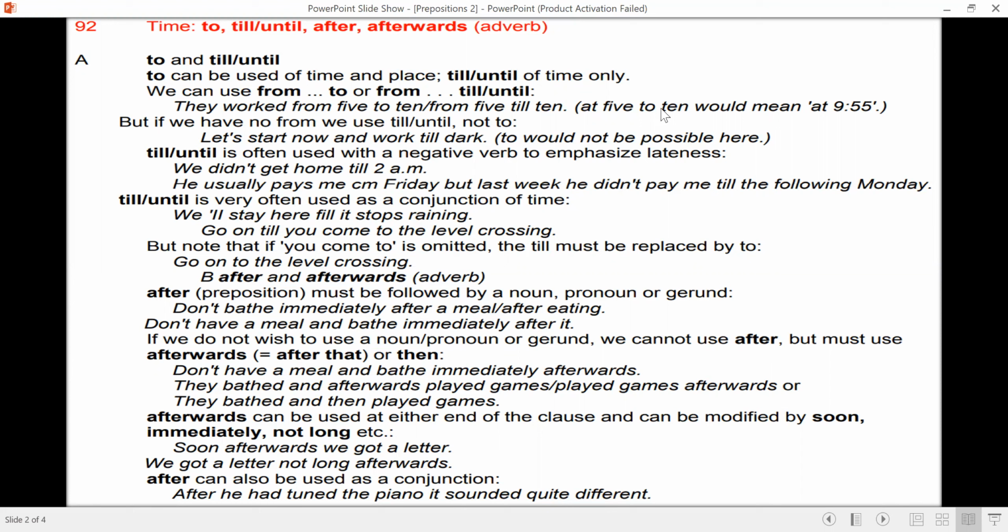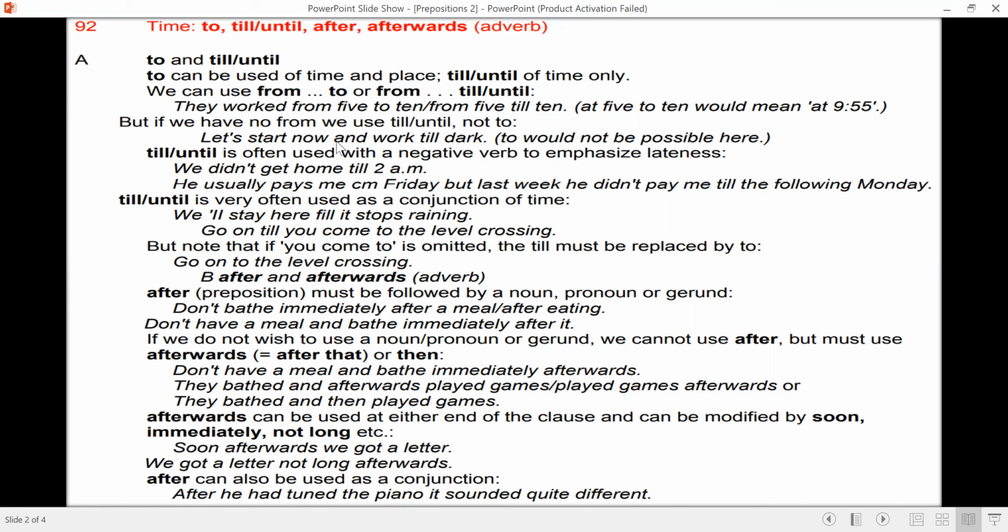At 5 to 10 would mean at 9:55, all right? At 5 to 10. So when you say from 5 to 10, it does mean the whole, for the whole 5 hours. When you say at 5 to 10, it would mean at 9:55. But if we have no from, we use till or until, not to. All right. If you are not using from, you will not use to, you will use till or until.